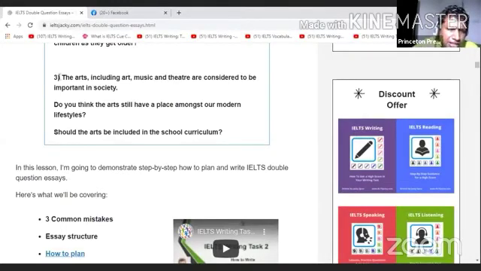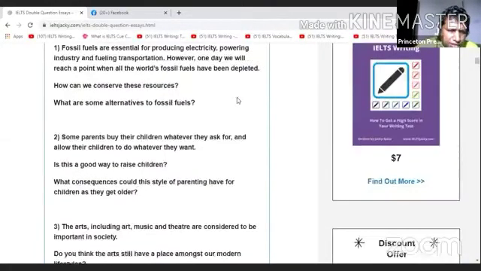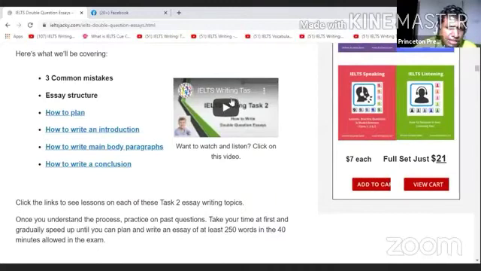So you see, this is the statement, and then we have two questions. What's the name of these? Double question. This is one type. Sometimes it's also called direct question or double question. Let's see how to write these.